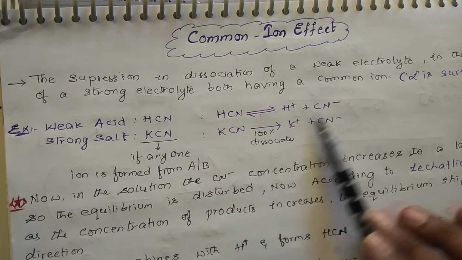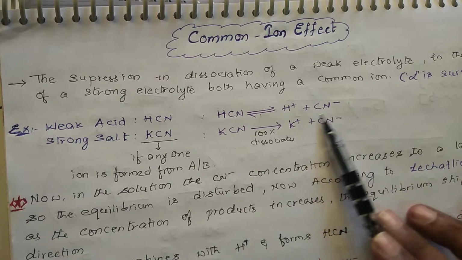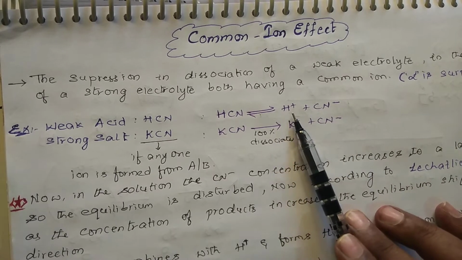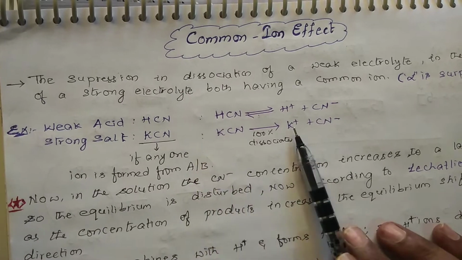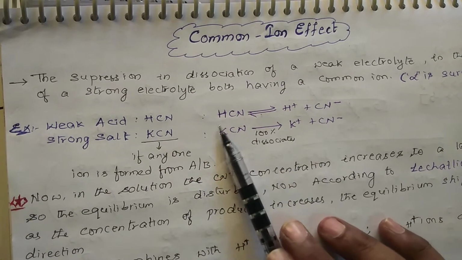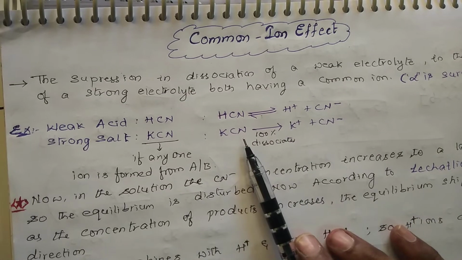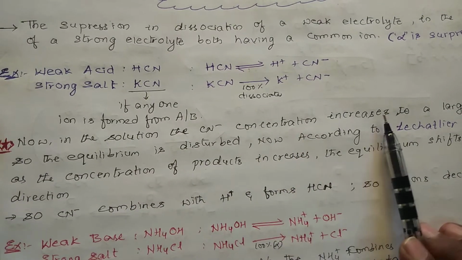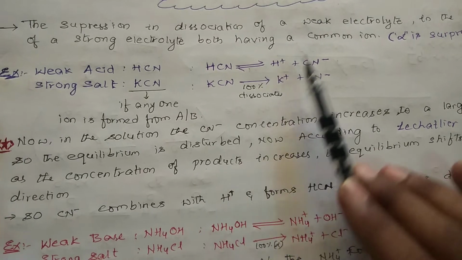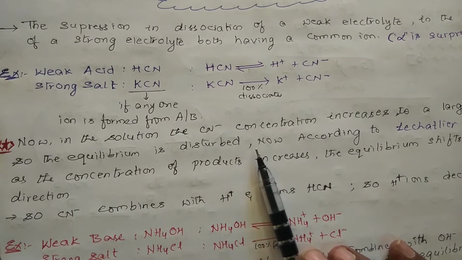So the resultant solution has more CN minus and less H plus ions, because H plus ions have converted backward. K plus will also be present, but we are not bothered about that; we will consider only this. This is strong, so now in the solution the CN minus concentration increases to a large extent. So the equilibrium is disturbed.